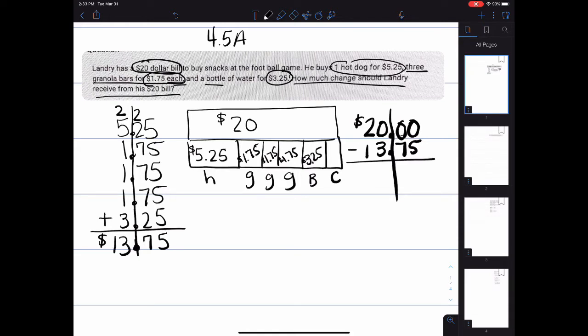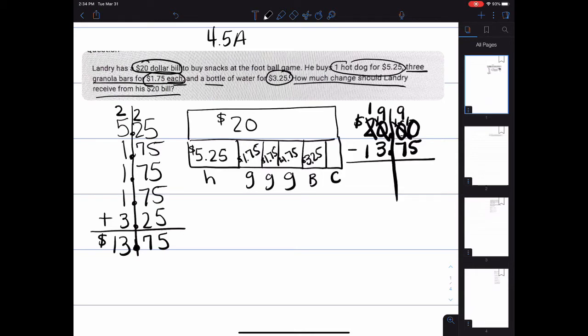Make sure that when you're regrouping, remember, I cannot take 5 away from nothing, so I have to regroup all the way to the 10th place. The 10th place becomes 110, and then I have 10 ones. I'm going to regroup again. The 10 becomes 9 ones. And then I have 10 tenths. Then I'm going to take 1 away, and that leaves me 9 tenths. And that also gives me 10 hundredths.